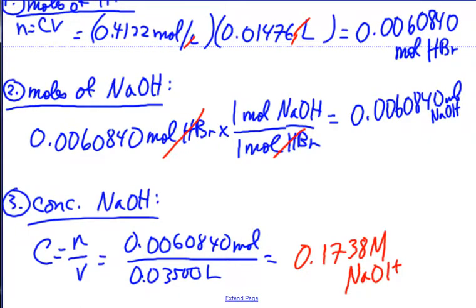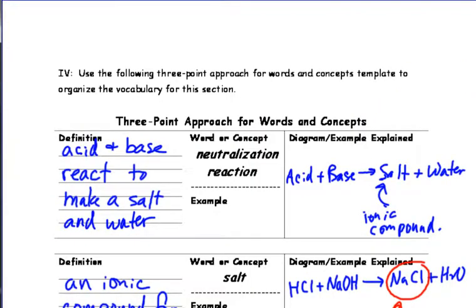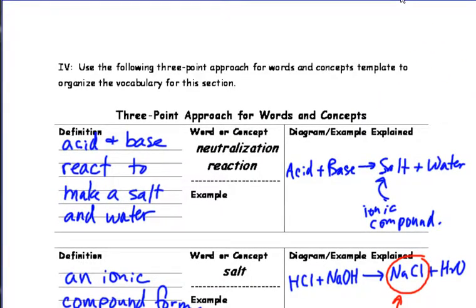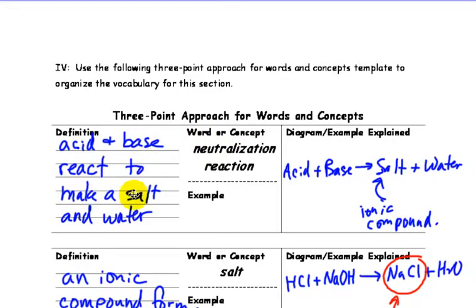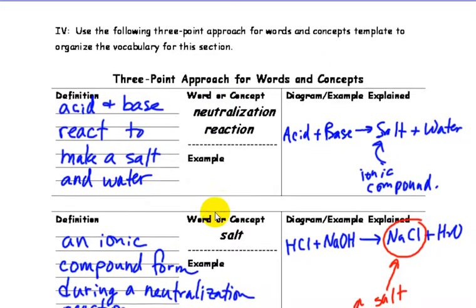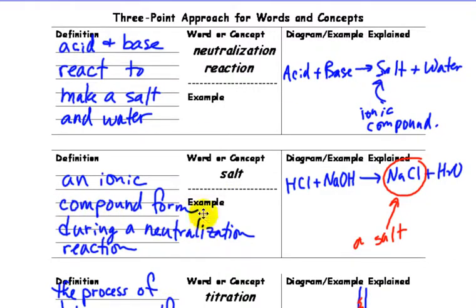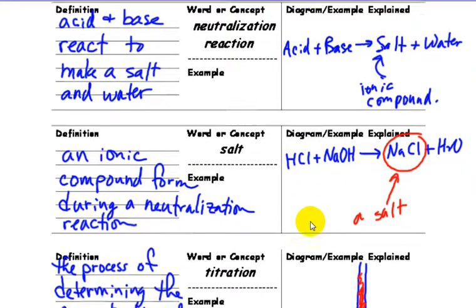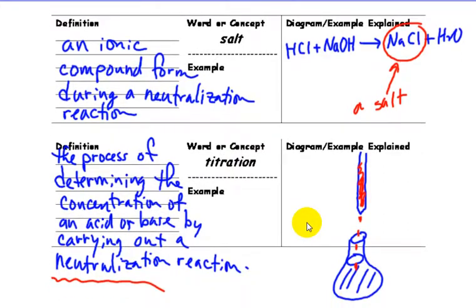That's it. So vocab, we have neutralization reaction. Acid and the base react to make a salt plus water in general. Salt being the ionic compound that's formed, the cation from the base and the anion from the acid. Titration, the process of determining the concentration of an acid or base by carrying out a neutralization reaction.